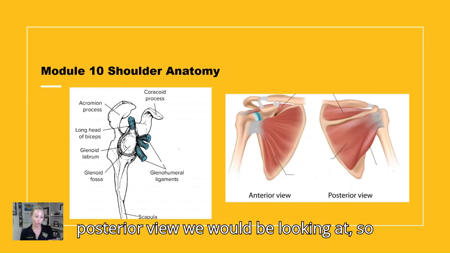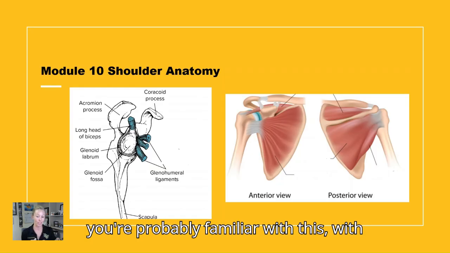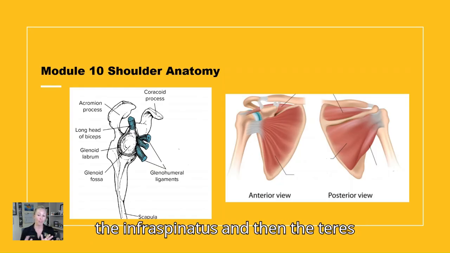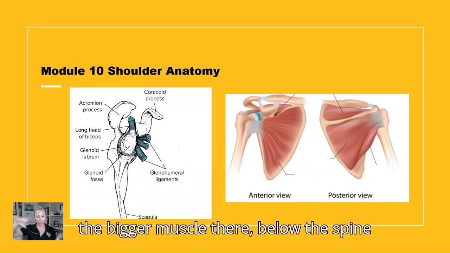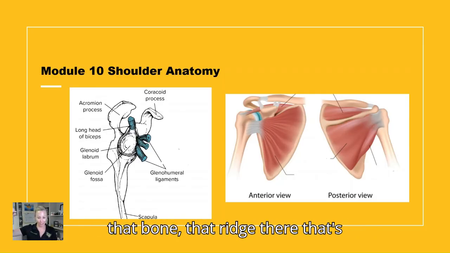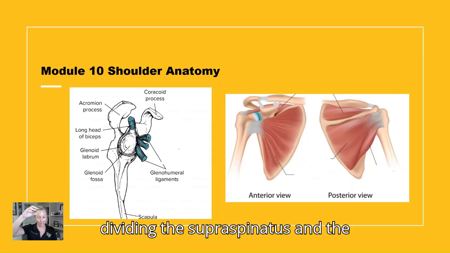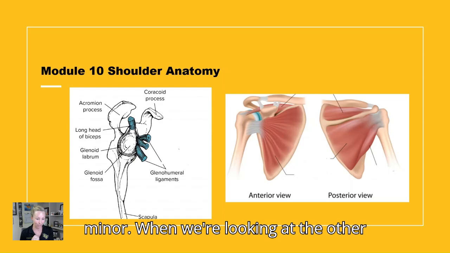The posterior view we would be looking at, so if you've ever done cadaver anatomy, you're probably familiar with this, with the infraspinatus and then the teres minor. So the infraspinatus is just below the bigger muscle there, below the spine of the scapula. The spine of the scapula is that bone, that ridge there that's dividing the supraspinatus and the infraspinatus. And then that little muscle on this side there is your teres minor.